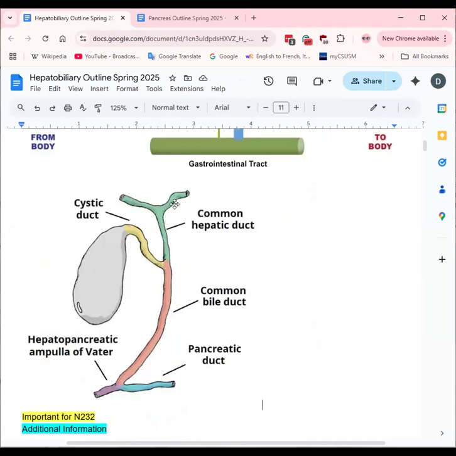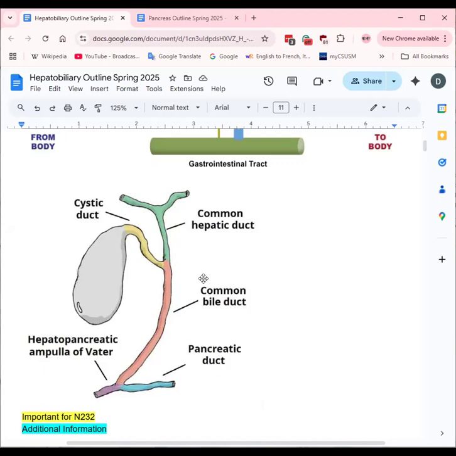And this common hepatic duct is going to make its way into what is called the common bile duct. If you've had someone with gallstones, you might have seen this abbreviated as CBD. That is your common bile duct. If you can see from this picture, it is the part of the duct that is connected to everything. It is connected to the hepatic duct, which connects to the liver, the cystic duct, which is connected to the gallbladder, and the pancreatic duct, which is connected to the pancreas.